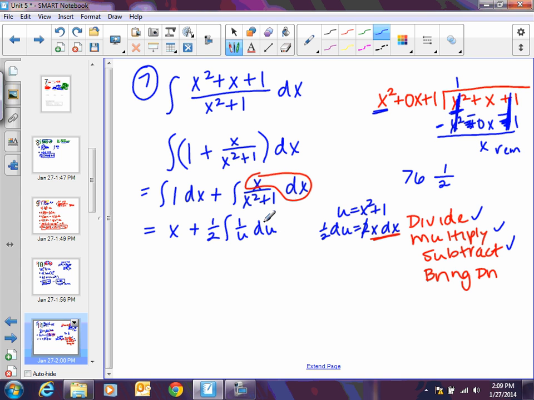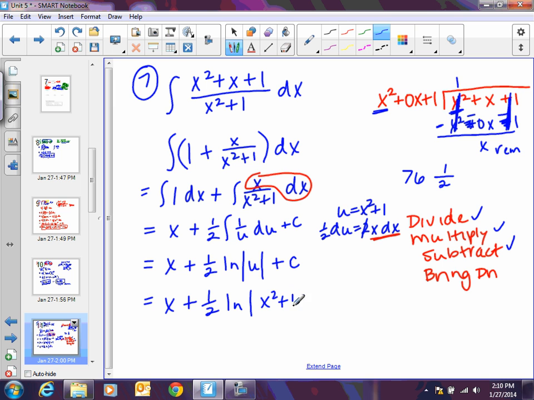I know this is a lot of steps. I get it. It's going to take us a few days to get better at this. It doesn't really matter. As long as we put a plus c at the end, we're good. Okay, so this is going to be natural log of u with absolute value bars. And then you've got to just keep going until you get all the way back to x's. There you go.